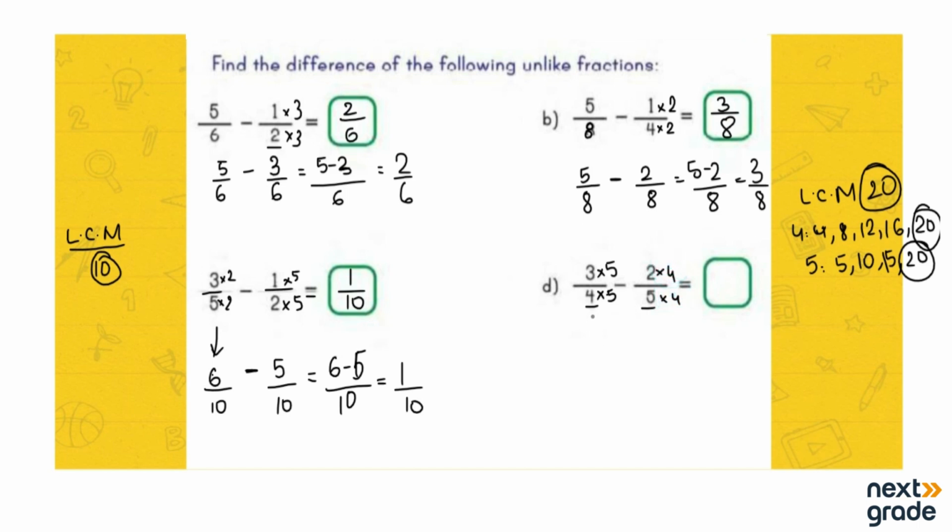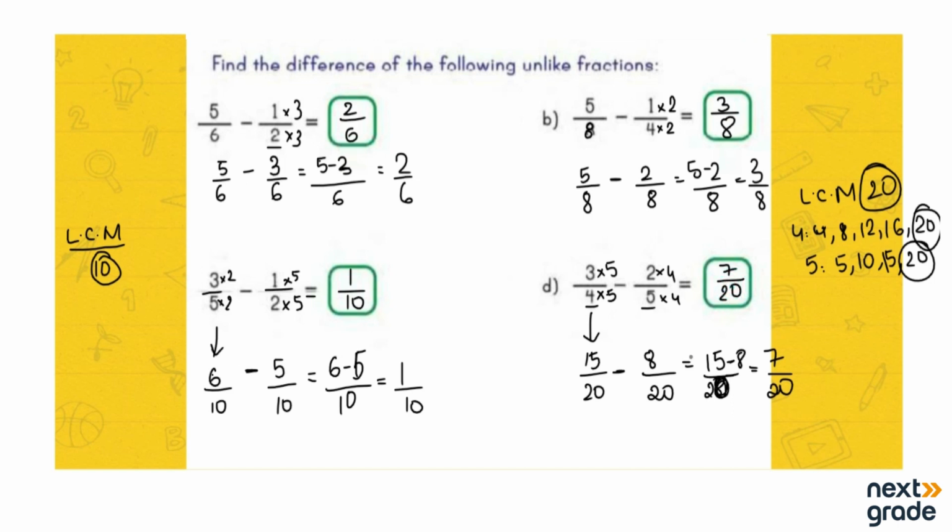ठीक है, we're gonna write the answers over here. 3 5s are 15 and 4 5s are 20. इसी तरह नेक्स्ट ये है, 2 4s are 8 and 5 4s are 20. So what is 15 minus 8? It's 7. 15 minus 8, and this is 7 over 20. Okay, so we're gonna write it over here, 7 over 20.